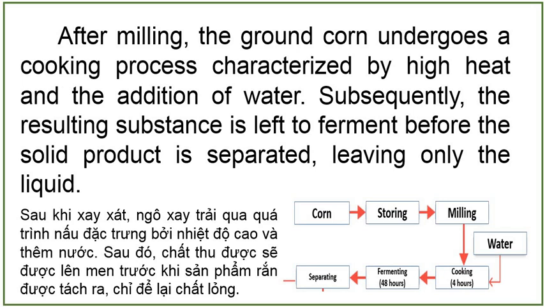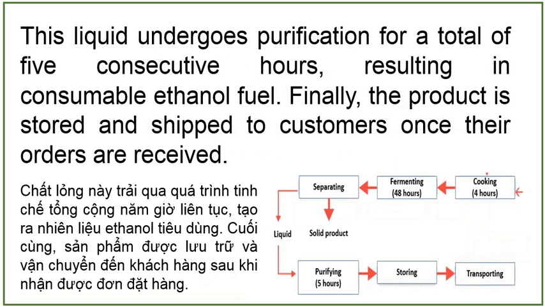Subsequently, the resulting substance is left to ferment before the solid product is separated, leaving only the liquid. This liquid undergoes purification for a total of 5 consecutive hours, resulting in consumable ethanol fuel. Finally, the product is stored and shipped to customers once their orders are received.